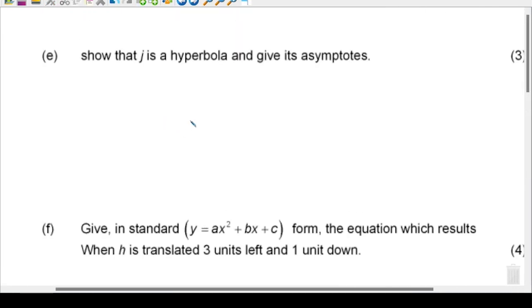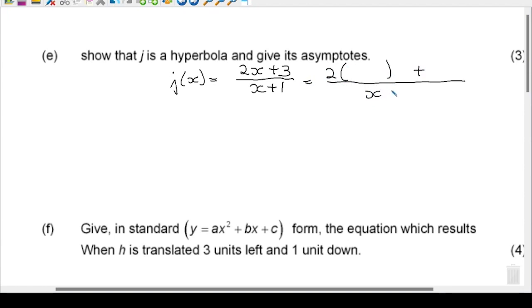Right, the next question says, and this is a little bit tricky, show that J is a hyperbola. Now J is actually defined as follows: (2x plus 3) over (x plus 1). Now it doesn't really look anything like a hyperbola, but there's a little trick here. If we could write the top as 2 lots of (x plus 1), and the reason I'm choosing x plus 1 is because I want it to be able to divide with the stuff on the bottom.